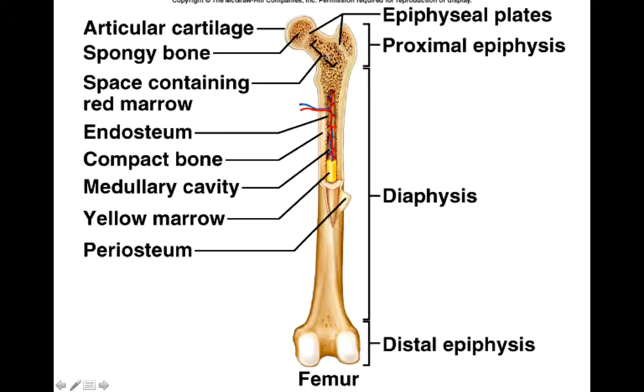At the ends of the long bones, we have that spongy bone or that cancellous bone, and that's where we also find the red marrow. The medullary cavity is lined with another connective tissue called the endosteum. And the ends of the long bones where they articulate are covered with hyaline cartilage. So hyaline cartilage is the name of that tissue that covers that.